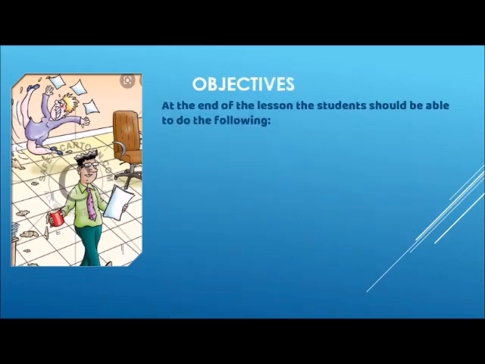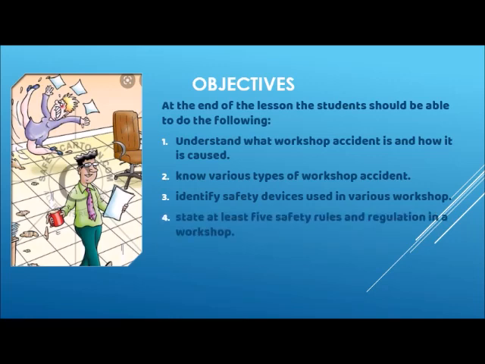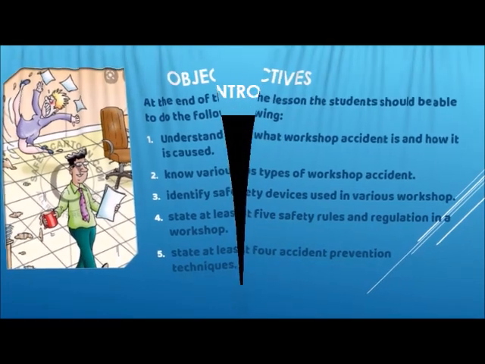Objective. At the end of the lesson, the student should be able to do the following. 1. Understand what workshop accident is and how it is caused. 2. Know various types of workshop accidents. 3. Identify safety devices used in various workshops. 4. State at least 5 safety rules and regulations in a workshop. 5. State at least 4 accident prevention techniques.